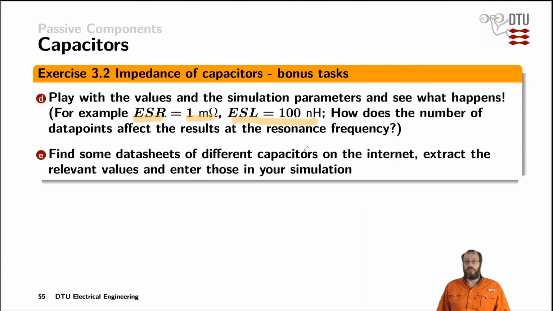You could change the 10 nanohenry into 100 nanohenry and see how that changes the results for your capacitors. If you want to go even one more step more realistic, try to go on the internet and find some data sheets for different capacitors and reuse the values of ESR and ESL that you can find there and put them in your simulation. Maybe you can even find some graphs in the data sheets which are comparable to your simulation results.